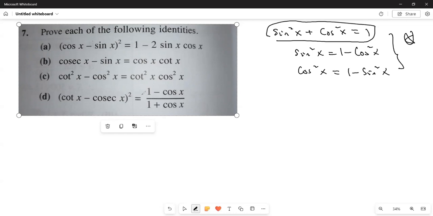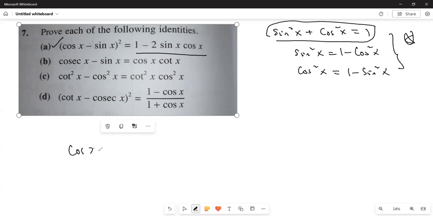Now, let's start from the left-hand side. Again, how do you know you need to start from the left-hand side? You take a look at the right-hand side. What can you do? You tell me. Nothing much you can do unless you're very good at double angle. If not, I'm sure you can do something with the left-hand side.